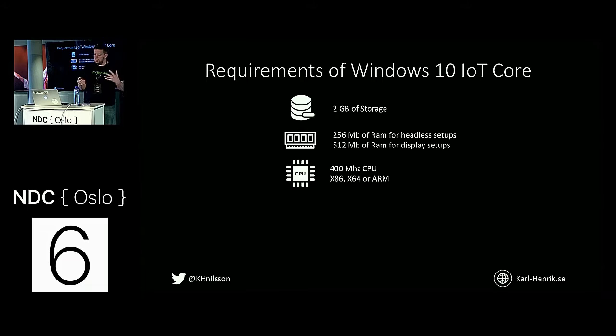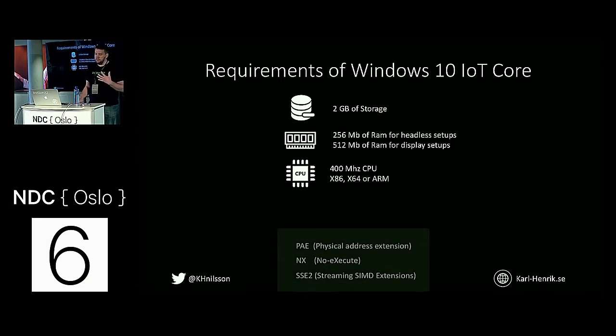And many people think that you can't run Windows 10 IoT Core on anything other than Raspberry Pi, Minnowboard, and the DragonBoard and stuff like that. But that's absolutely not true. You can run Windows 10 IoT Core on anything that has a 400 megahertz CPU, 2 gigabytes of storage, and 256 megabytes of RAM. But you're going to have to work to get it there, because it doesn't have all the drivers and all that stuff. But you can make it run.